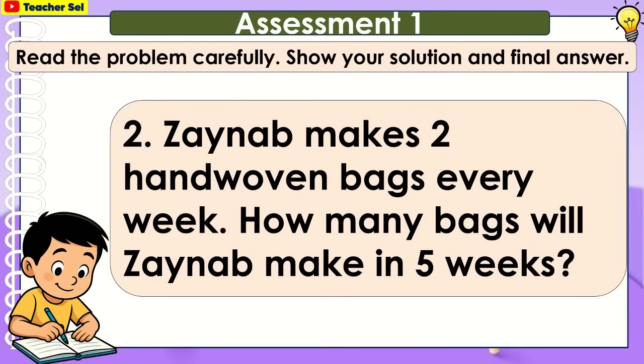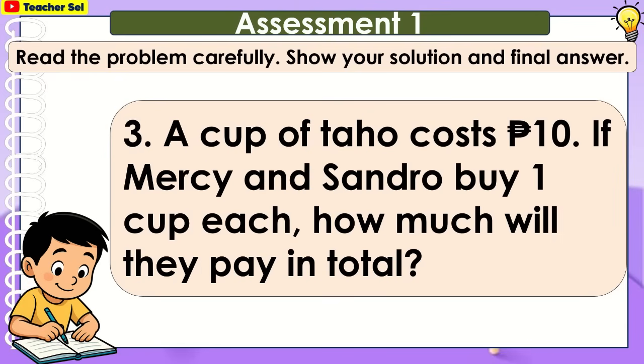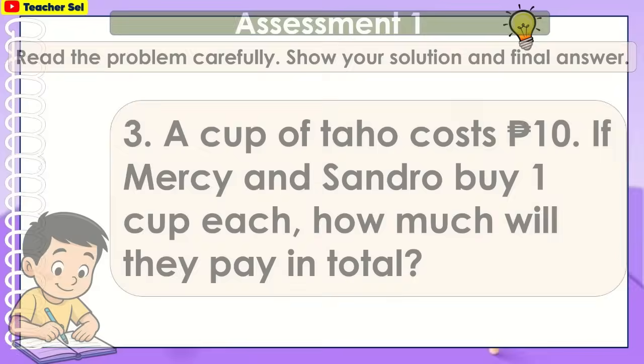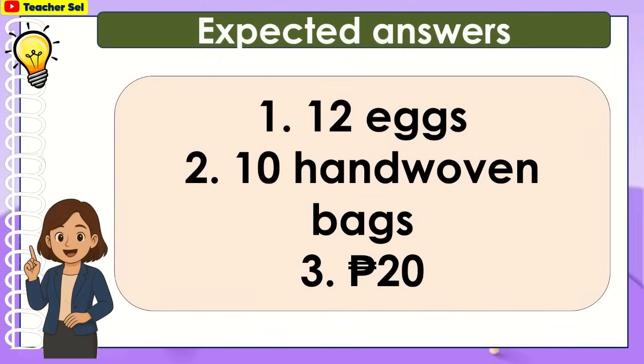2. Zainab makes 2 hand-woven bags every week. How many bags will Zainab make in 5 weeks? 3. A cup of taho costs 10 pesos. If Mercy and Sandro buy 1 cup each, how much will they pay in total? Here are the expected answers.